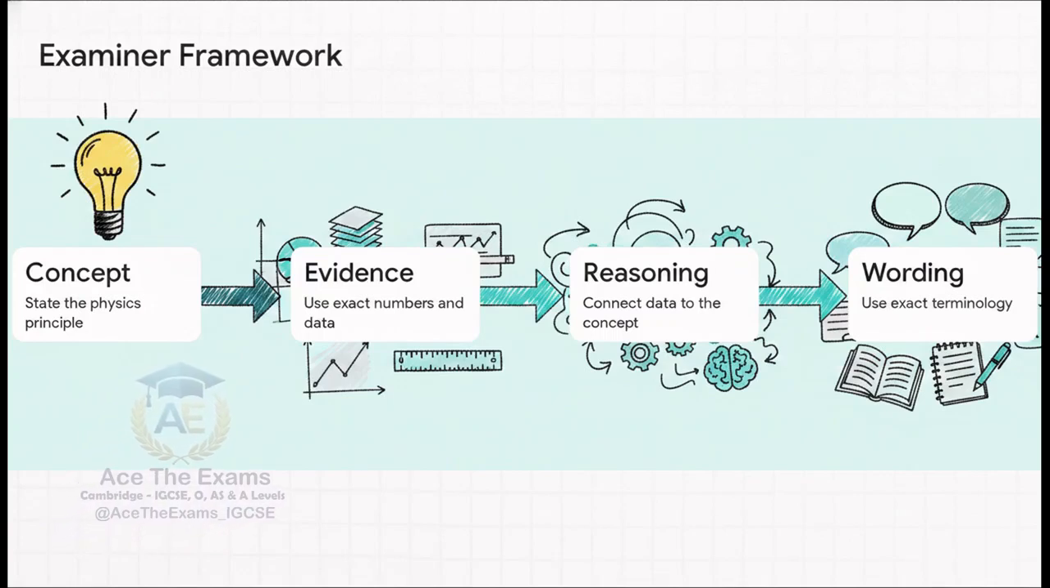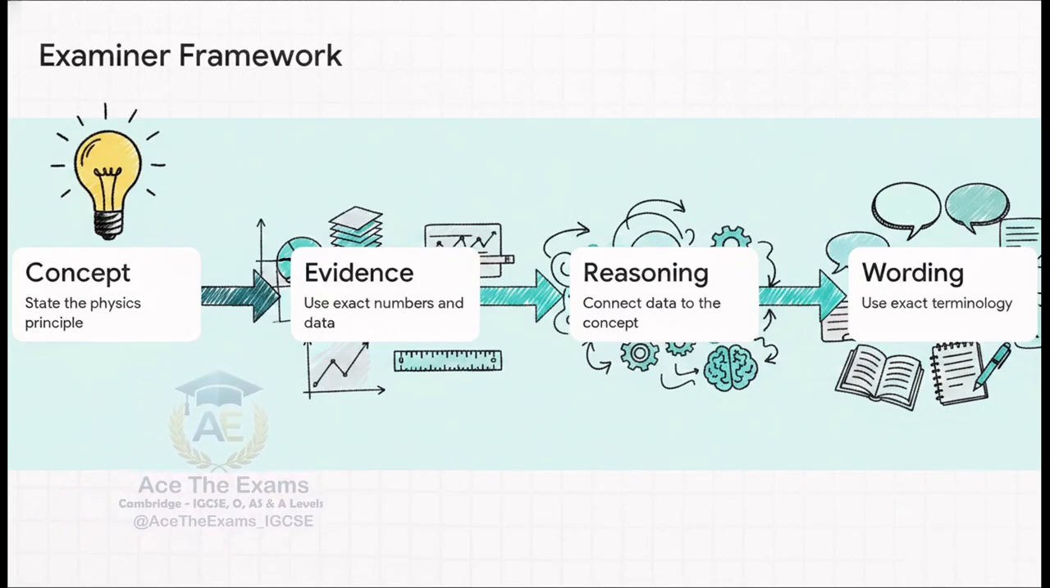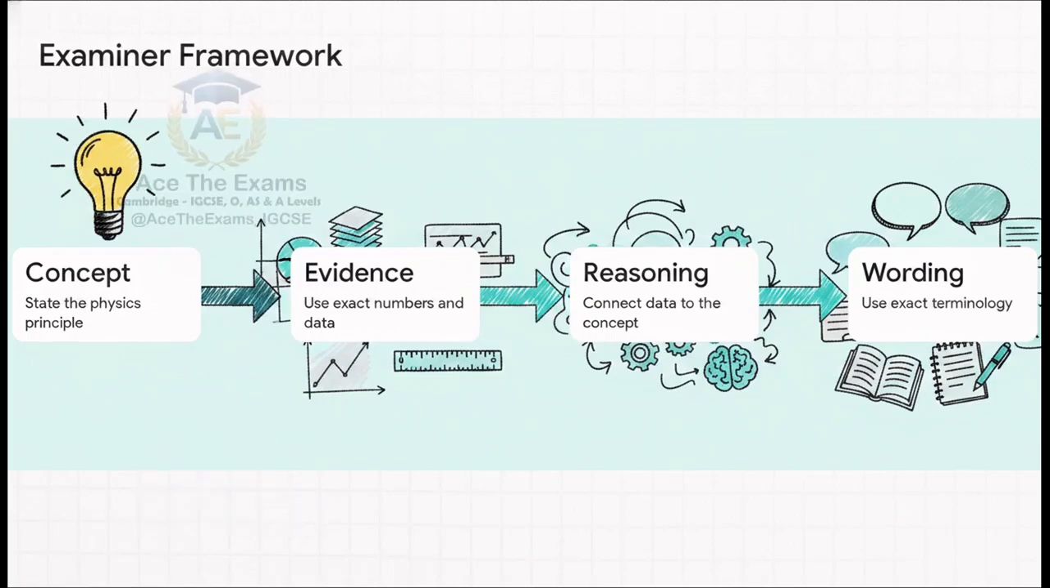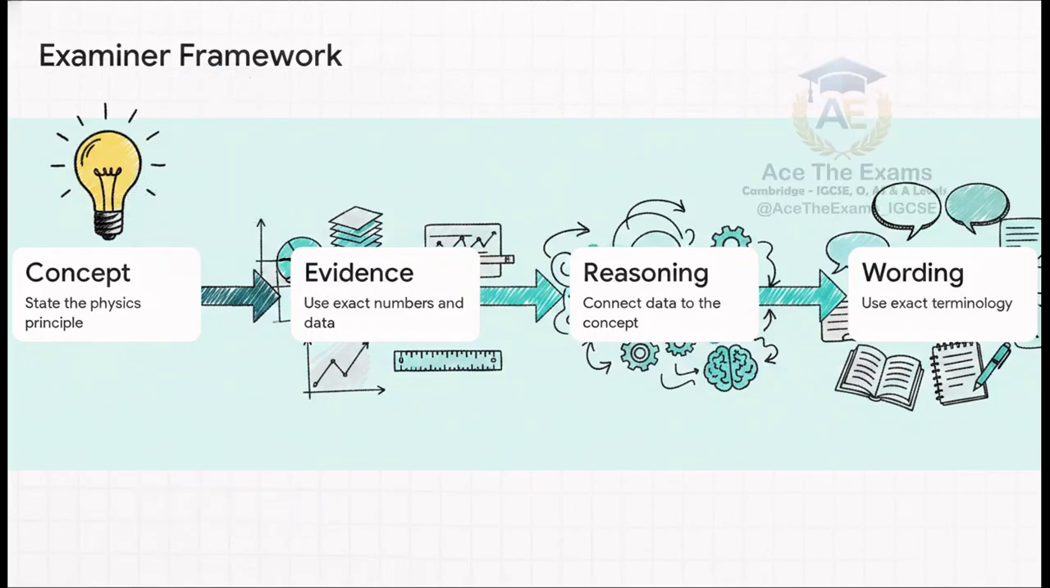Step 1, state the concept. What's the underlying physics principle? Step 2, evidence or data. Pull the exact numbers or observations straight from the source material or diagram. Step 3, scientific reasoning. Actually connect that data to the concept. And finally, step 4, examiner wording. Wrap the whole thing up using the exact correct physics terminology.